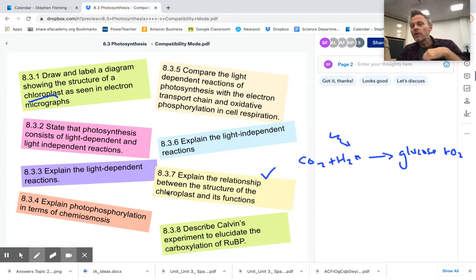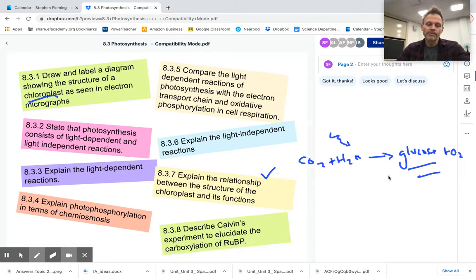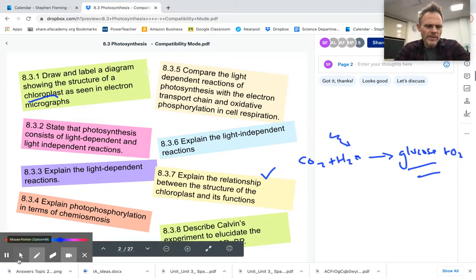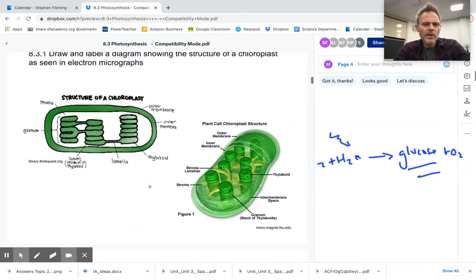There's this one that requires light, and its main goal is to make ATP and also NADPH. And there's the light independent, where its main goal is to make this thing down here, to make our glucose. So we're going to look at those two separate reactions. Okay, let's do it. So let's talk about our chloroplast first.